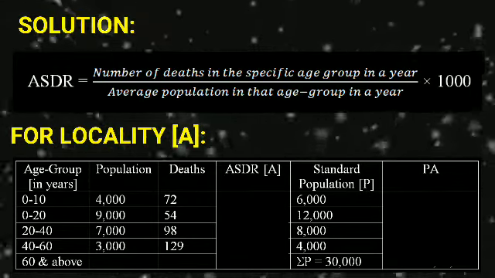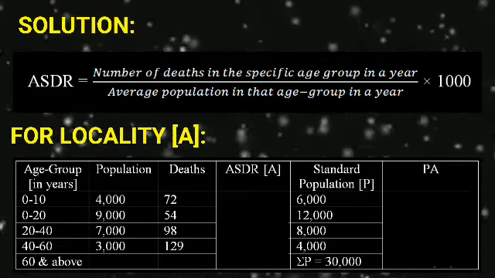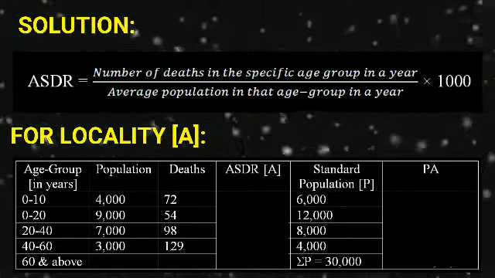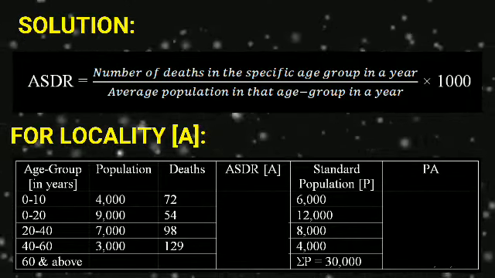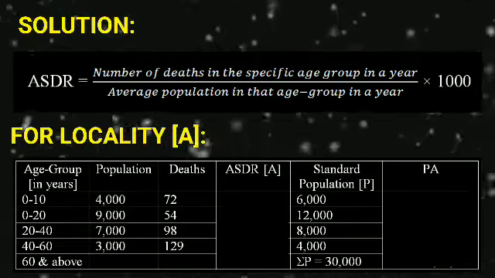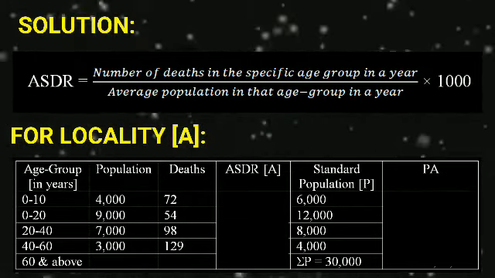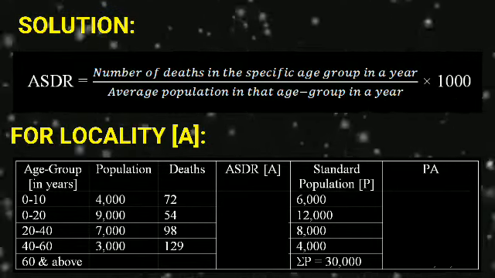So draw one more table in the solution part. First column: age group, which is given in years. Second column: population of locality A, that is 4,000, 9,000, 7,000 and 3,000. Consider the death rates of locality A: 72, 54, 98 and 129.